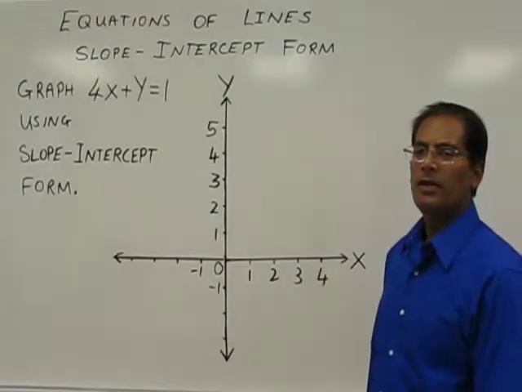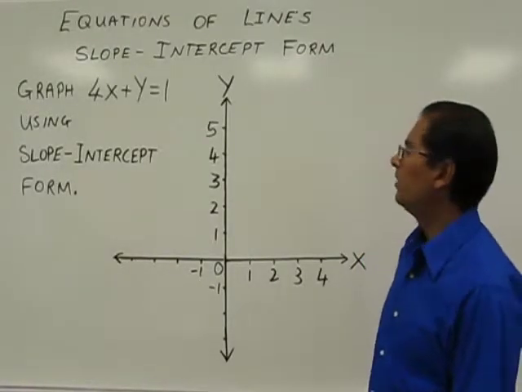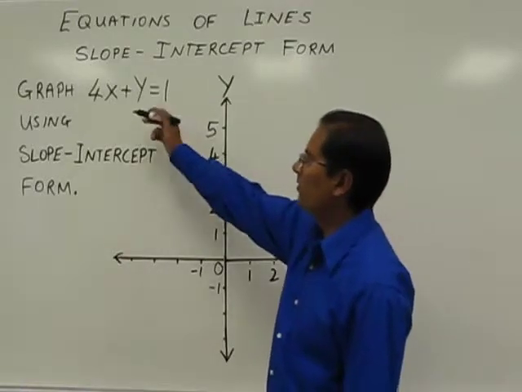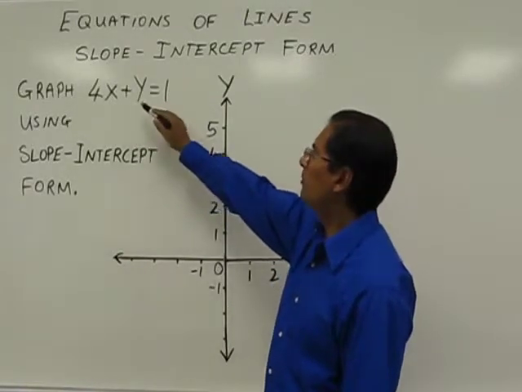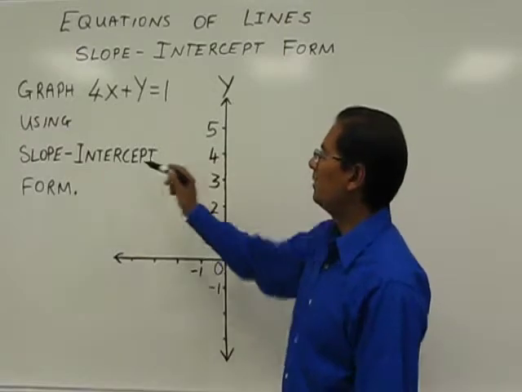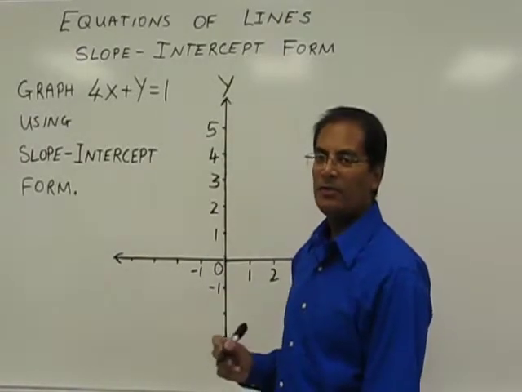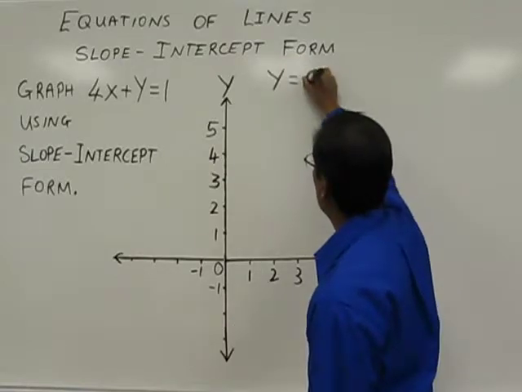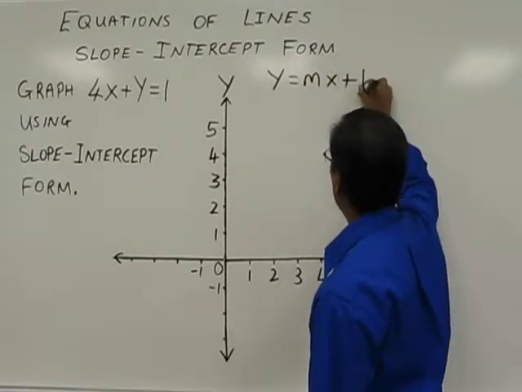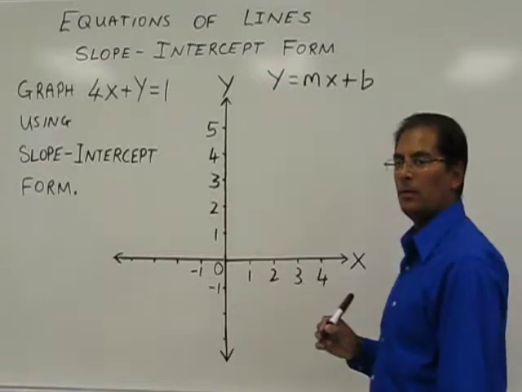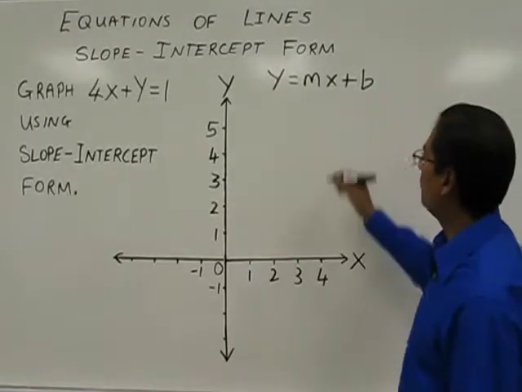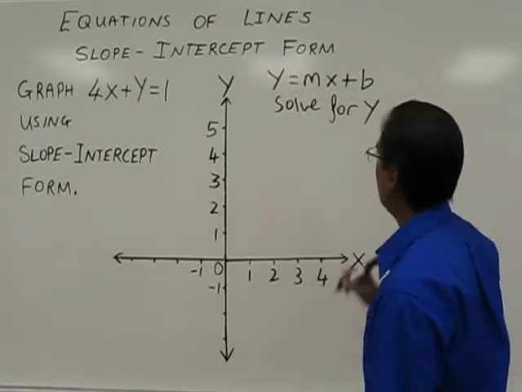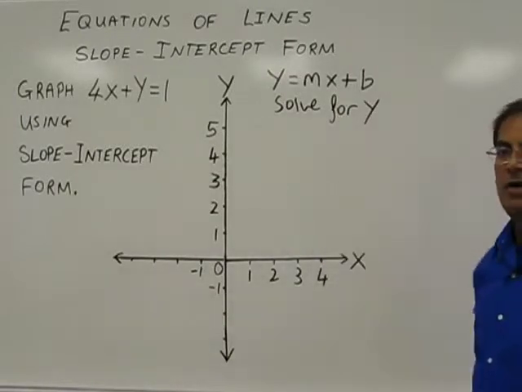Now here's another example. Suppose we're given an equation, but it's not in slope-intercept form. For example, this question says, graph 4x plus y equals 1 using the slope-intercept form. Now it's not in my y equals mx plus b, so we want it to look like this. y equals mx plus b. So what I do is I solve the equation for y. Very important. So we're going to solve that equation for y.